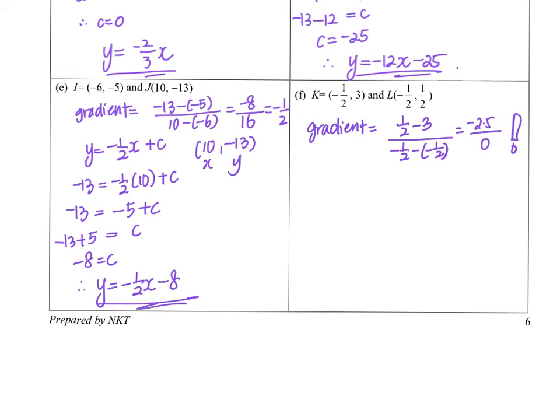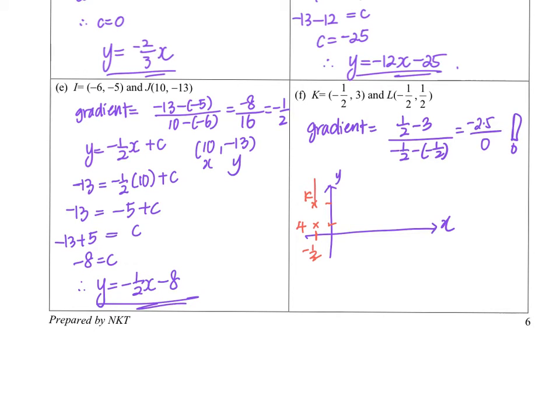Notice for this part of the question, our denominator for this gradient here is 0. What does this mean? This means that this line is actually a vertical line. So let's take a look at our question. I have K to be negative half, so negative half and y equals 3, so probably somewhere over here. And then I have point L to be negative half, so this will be point L.